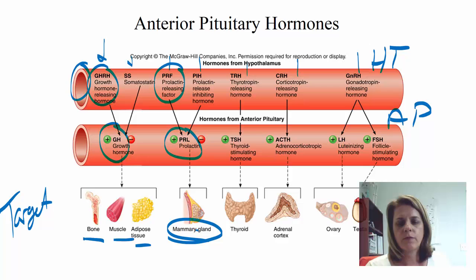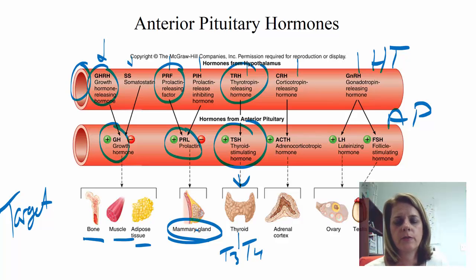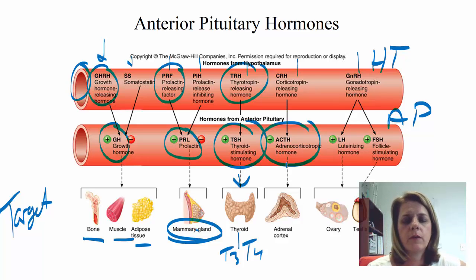For your thyroid, you have TRH released from the hypothalamus, which will stimulate the anterior pituitary to release TSH. TSH travels through the blood to its target, which is the thyroid, and the thyroid will then release thyroid hormone, also known as T3 and T4. CRH will be released from the hypothalamus and cause the release of ACTH, adrenocorticotropic hormone, which will be released into the blood to its target. Now, I like this one.